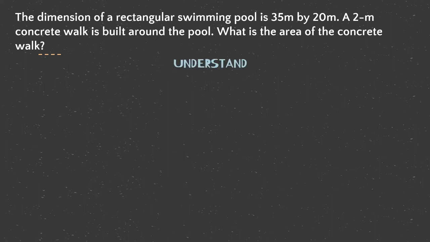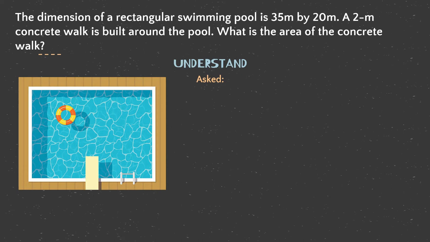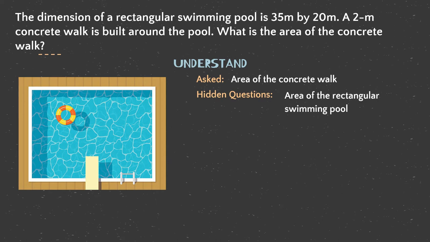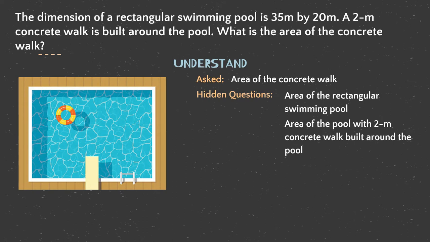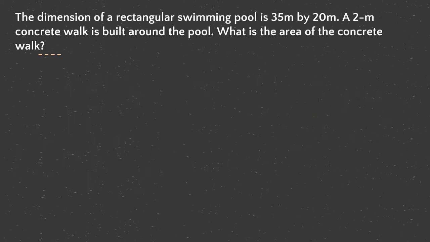So let us understand by knowing what is asked. What is asked in the problem is the area of the concrete walk. And then for us to be able to find the area of the concrete walk, we should determine first the area of the rectangular swimming pool and the area of the pool with the 2-meter concrete walk built around it. The given are the measurements of the rectangular swimming pool, which is 35 meters by 20 meters, and 2 meters, which is the measurement of the concrete walk built around the pool.